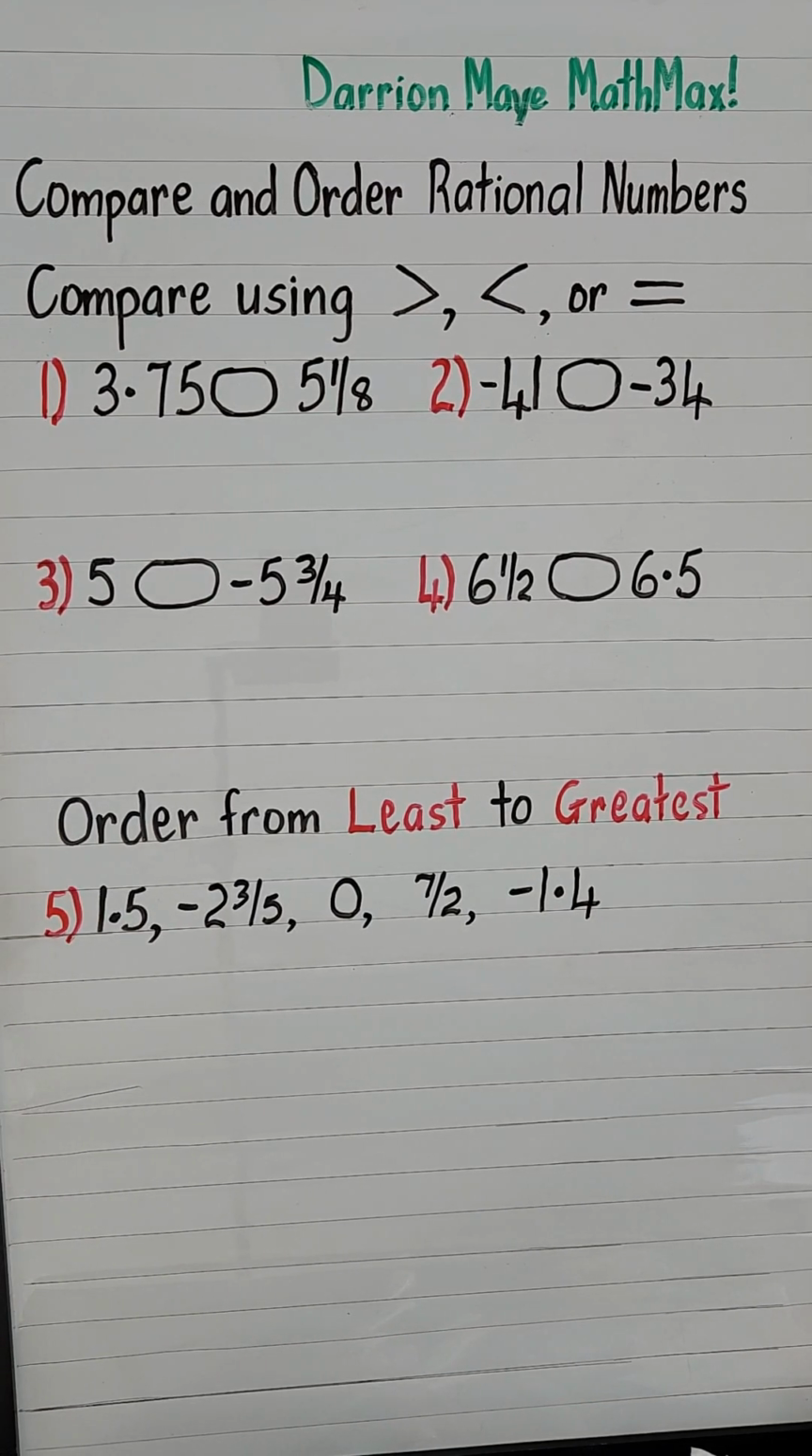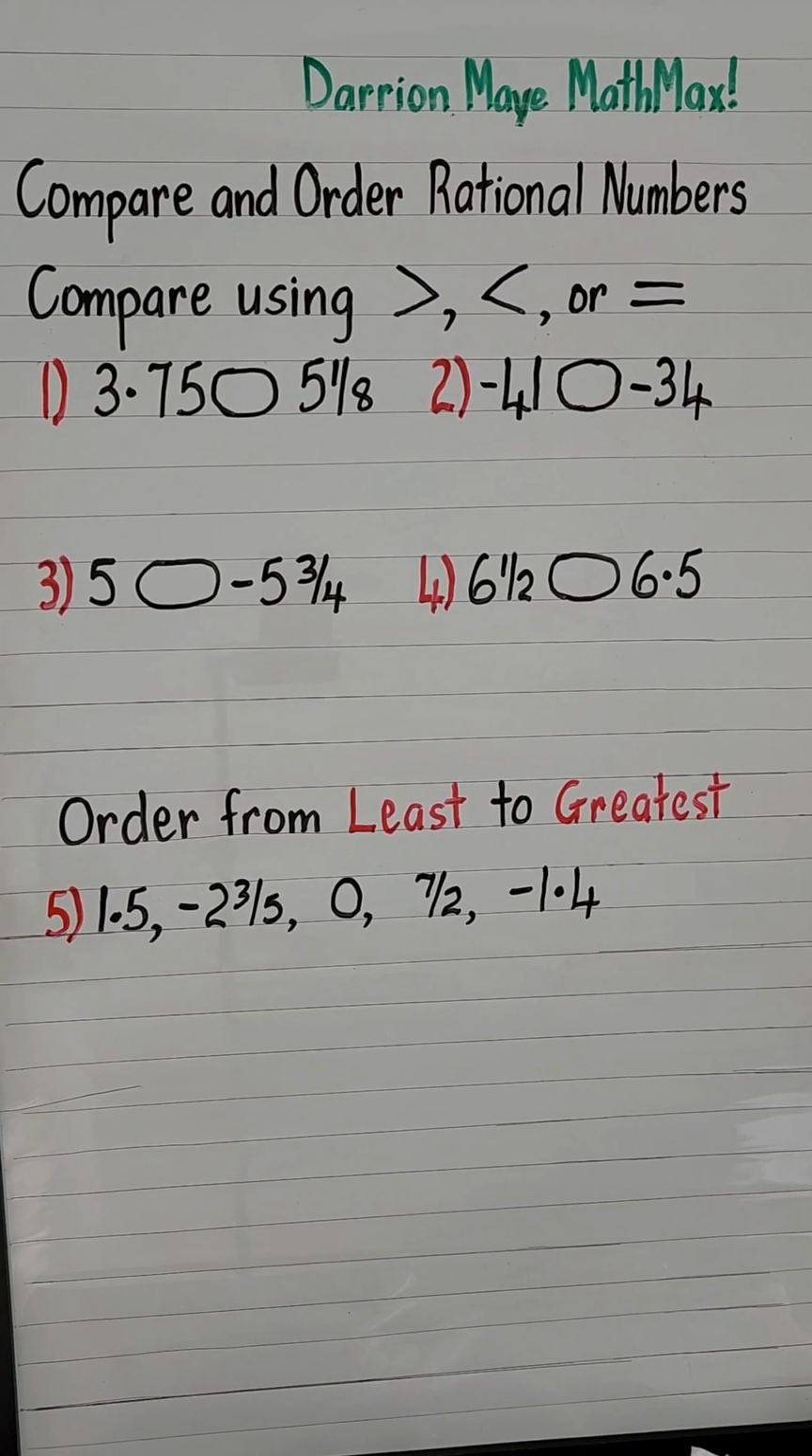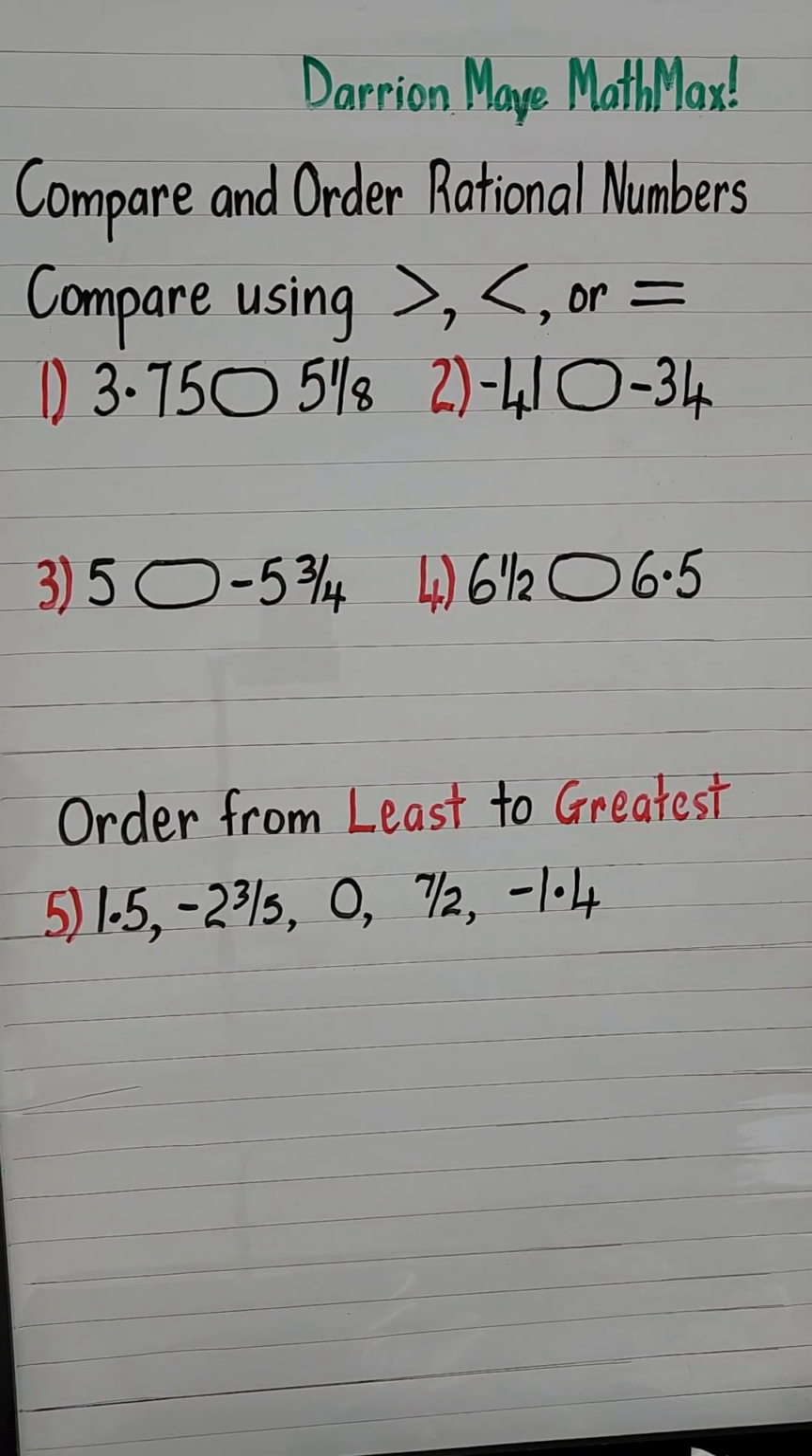In today's video, we will compare and order rational numbers. We will start by comparing numbers using greater than, less than, or equal. To compare rational numbers, we first convert all the numbers to the same form, either fractions or decimals. Then we look at the numbers and compare them, or we can use a number line.